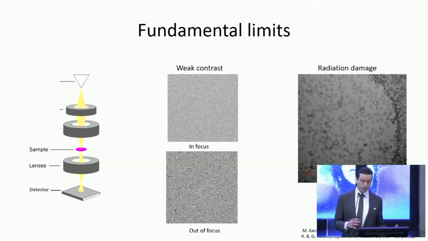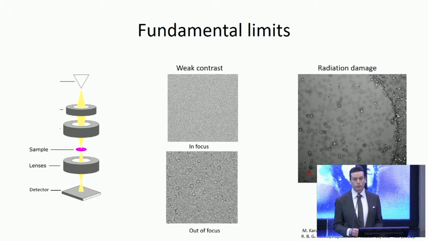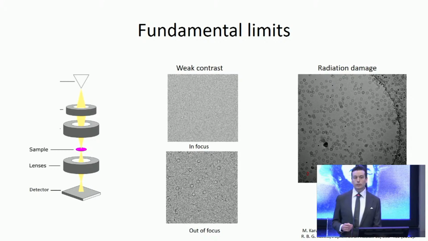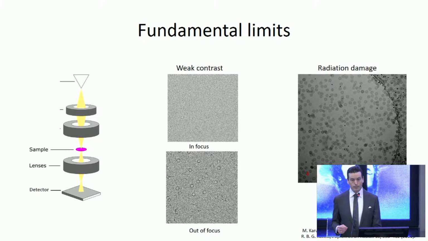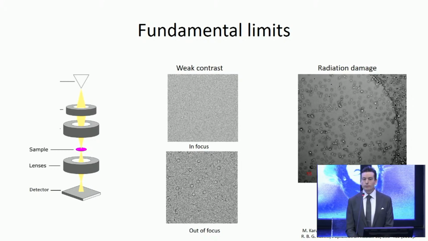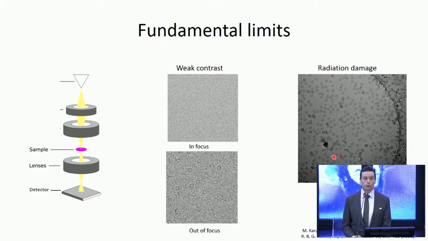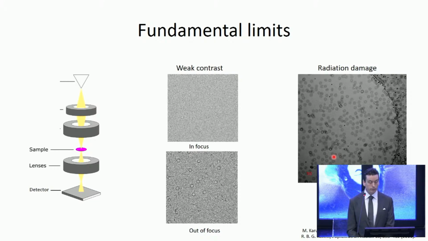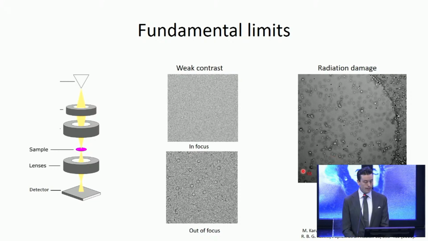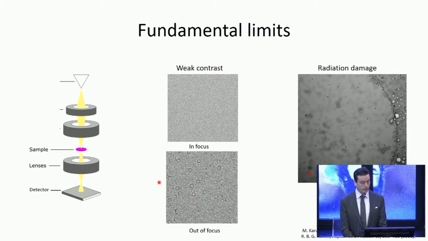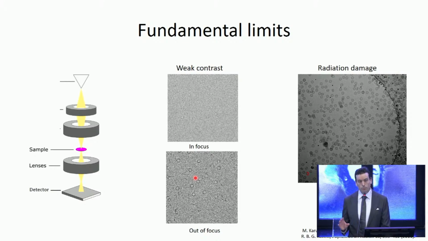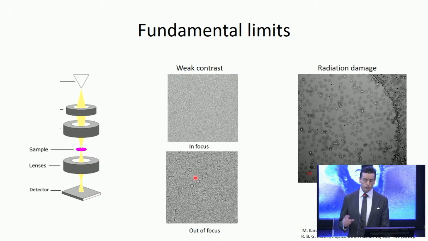So, like I mentioned, we need hundreds of thousands of proteins and thousands of images. But why is that? That's because there's a couple of fundamental limits in electron microscopy. As you may have seen in the previous images, the proteins are difficult to see, and that is because there's only weak contrast being generated by the proteins. Only when you place them a bit out of focus can you more clearly see them. But, of course, by placing it out of focus, you also lose a bit of detail.